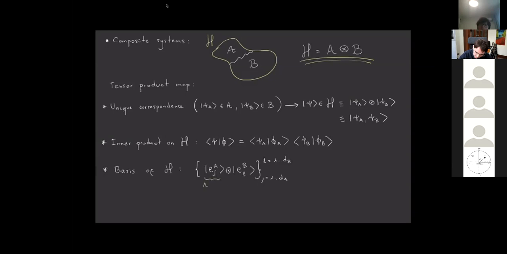So again, this is a basis in A. This is a basis in B. And now this is very interesting also because it allows us to see that actually the dimension of the total Hilbert space, so D, the dimension of H, you just have to count elements, how many basis vectors are there? So we have dA times dB, dA basis vectors of A that you can pair with dB vectors in B. Okay, so the dimension of the total Hilbert space is always the multiplication of the dimensions of each subsystem.